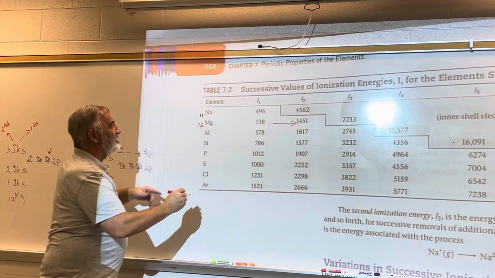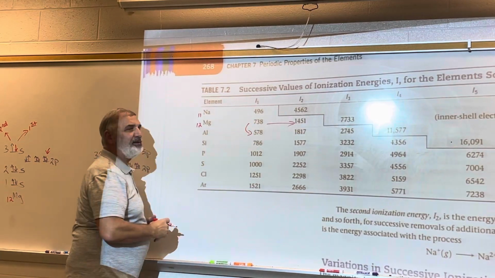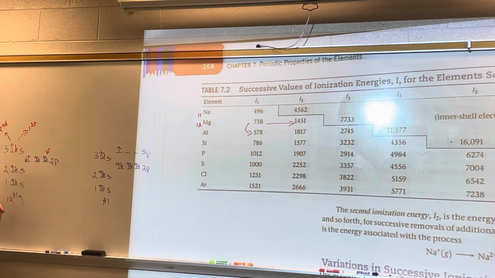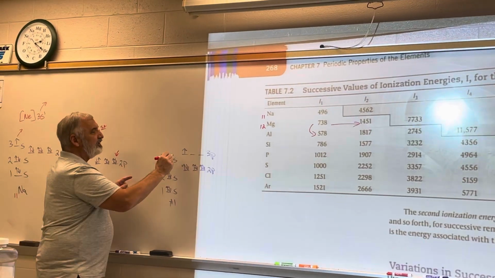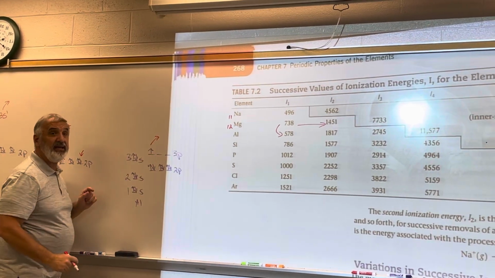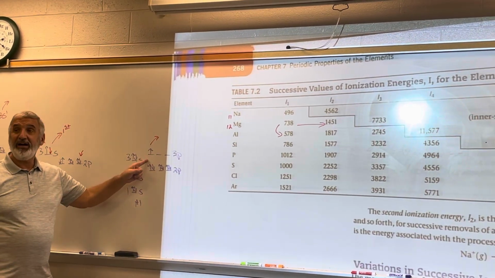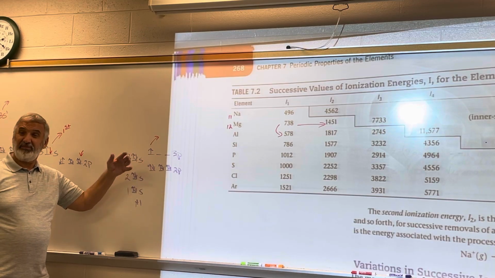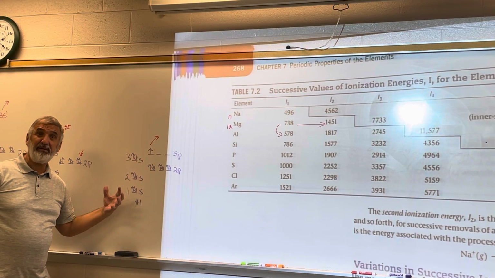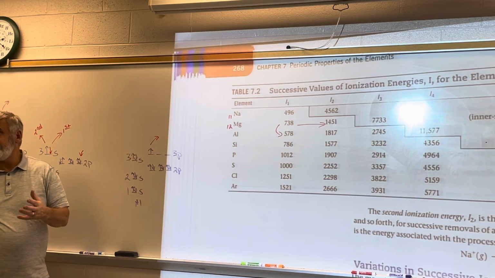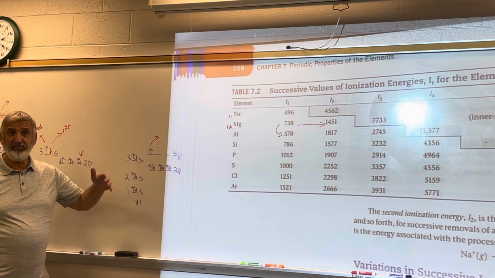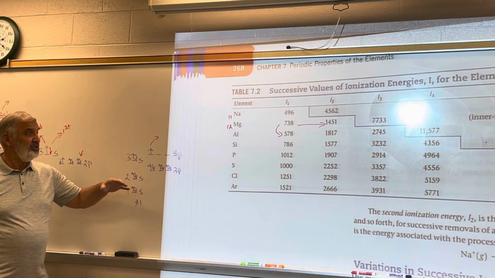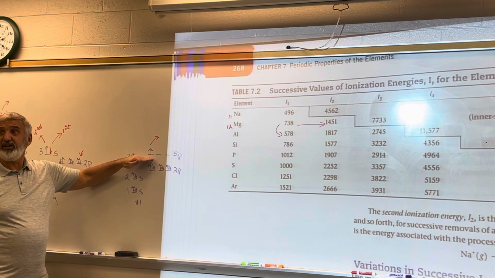So aluminum, now look at this. Here's a little bit of an anomaly in our trend. Notice that in aluminum, the first one's coming out of a 3p, a little bit higher sublevel. When you take AP, I'll get a little bit deeper. Normally I get into this, but we're out of time for this year, so I'm skipping over the why. You just have to trust me that because it's in a higher sublevel, it's just a tad easier to remove.